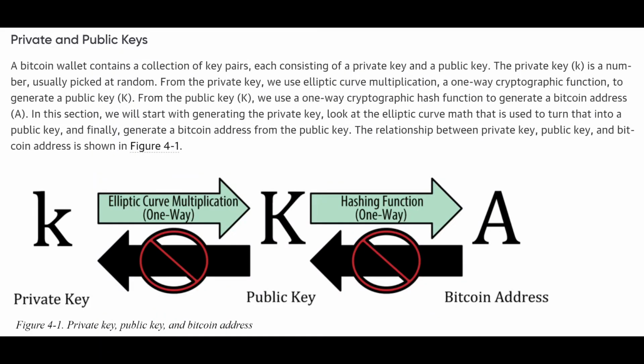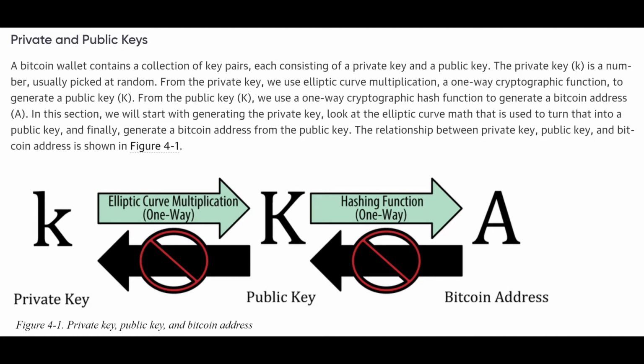But to recap what we just said, I'm just going to directly read this piece. A Bitcoin wallet contains a collection of key pairs, each consisting of a private key and a public key. The private key, as we were just saying, is a number, usually picked at random. From the private key, we use elliptic curve multiplication, a one-way cryptographic function, to generate a public key. I'm not going to go into the details of elliptic curve multiplication in this video, but that is in the materials that I'll link in the description if you are so curious as to the gory detail there.